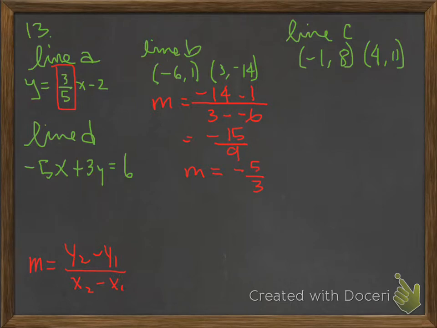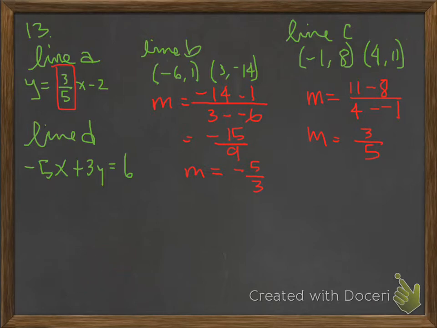So if we're finding the slope of that line, we're going to go y2, which is -14 minus 1, over 3 minus negative 6. Negative 14 minus 1 is negative 15. 3 minus negative 6 is 9. And that reduces to negative 5/3. Next, we need to find the slope of line C. So I'll let you do that one. The slope of line C is 3/5.